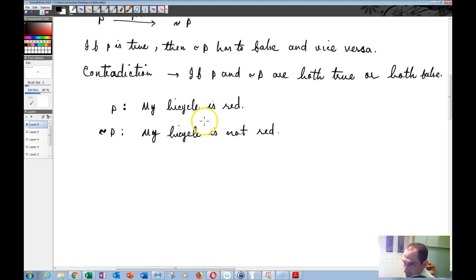And we use the fact that this contradiction cannot exist in order to prove some of the results that we have.